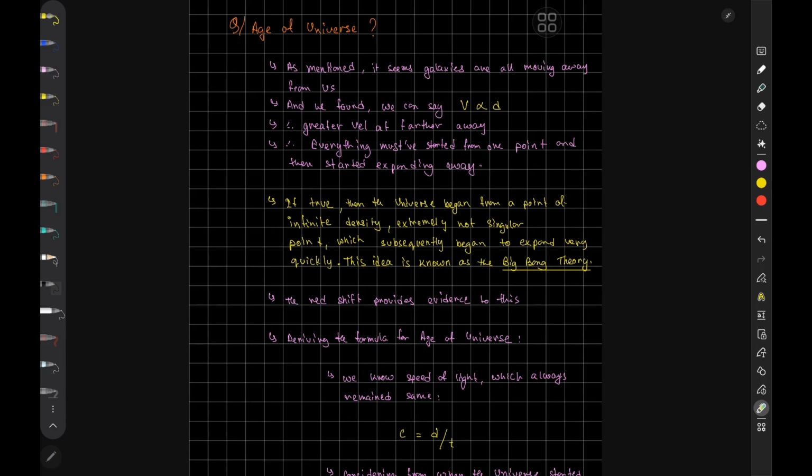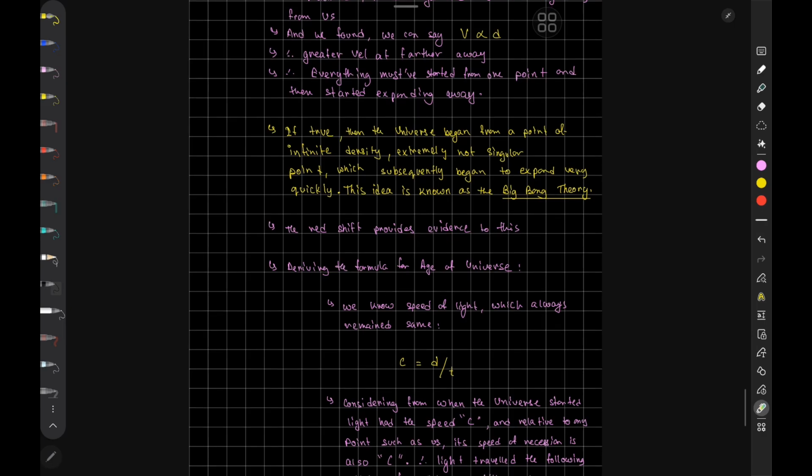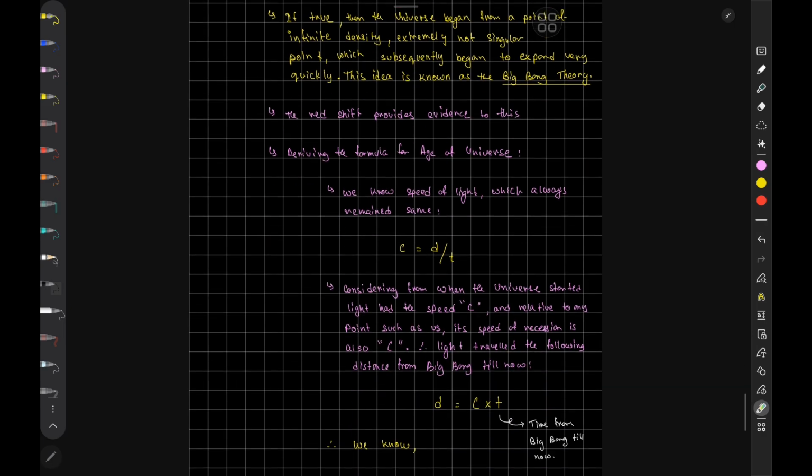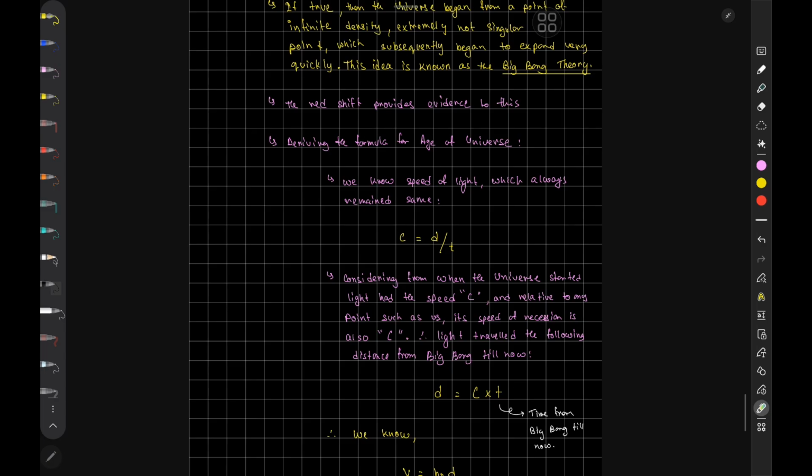So if true, then the universe began from a singular point with infinite density, an extremely hot singular point, which subsequently began to expand very quickly. This idea is known as the Big Bang Theory. Based on all the evidence we have before, we can derive the formula for the age of the universe. Redshift gives us most of the information to believe in the Big Bang Theory, because that tells us about Hubble's law, that when things are further away from us, they have a higher velocity. That's pretty much where we get this law from.